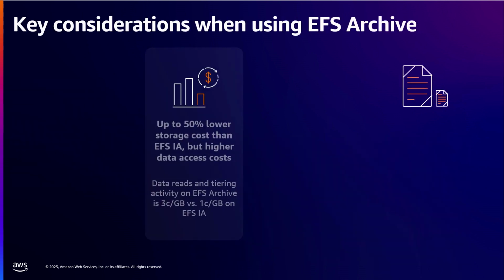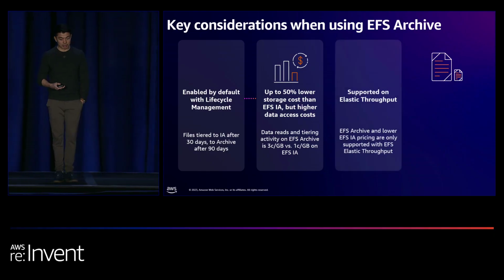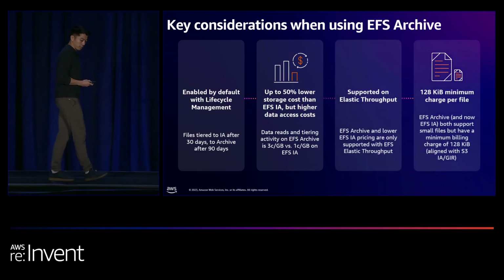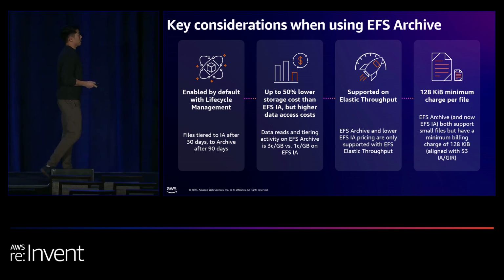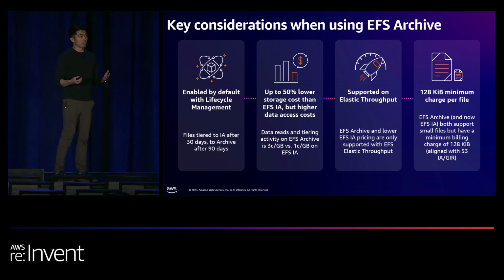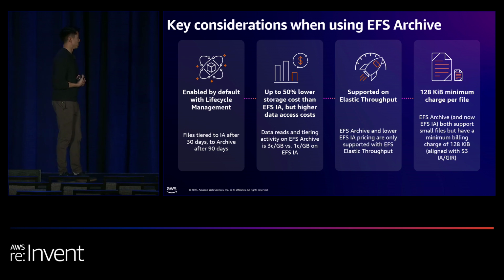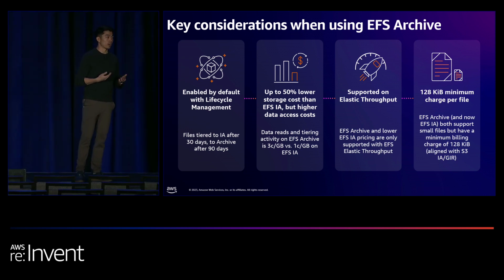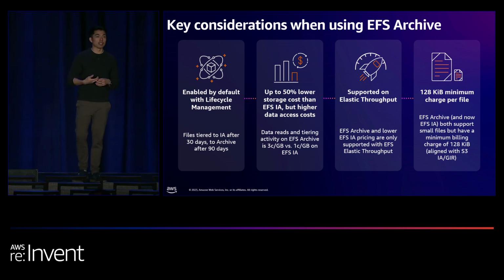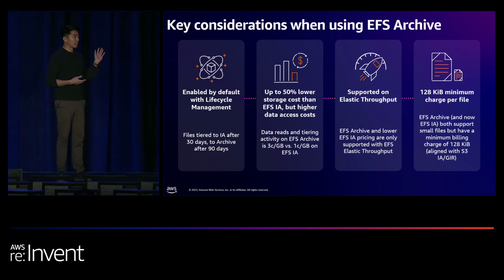And so I also wanted to share a couple of considerations when using the EFS Archive feature. First is, as I just mentioned, it's enabled by default. So when you create a new file system, your data will get tiered to IA after 30 days and tiered to archive after 90 days. So by and large, 80, 90% of customers, especially new customers, will automatically benefit from this feature.